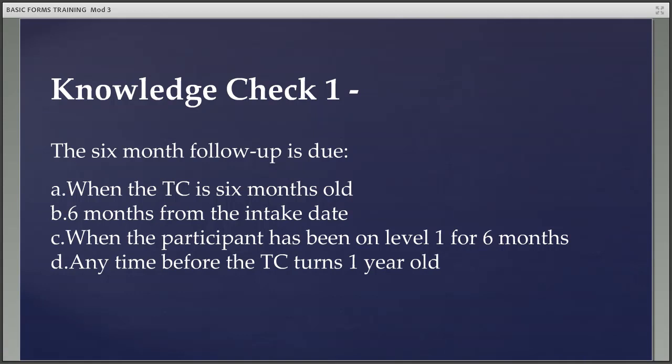This is number 1. The 6-month follow-up is due A, when the TC is 6 months old, B, 6 months from the intake date, C, when the participant has been on level 1 for 6 months, D, any time before the TC turns 1 year old. We'll give you the answers in a little bit.